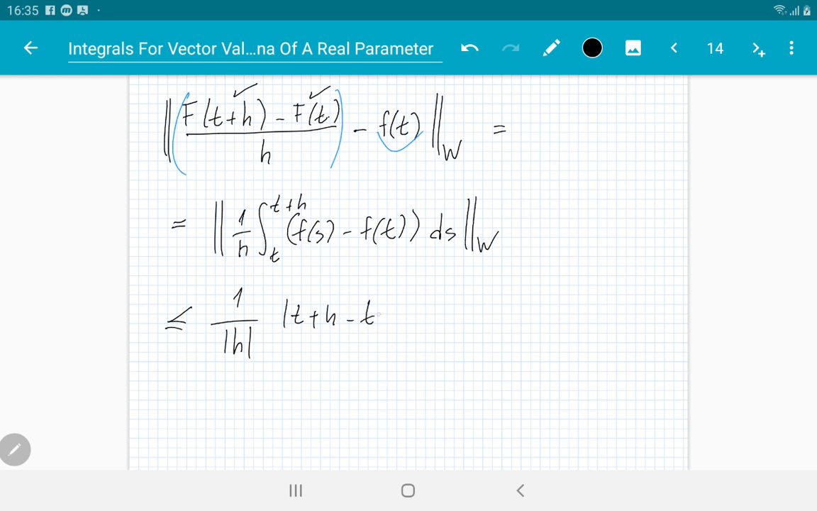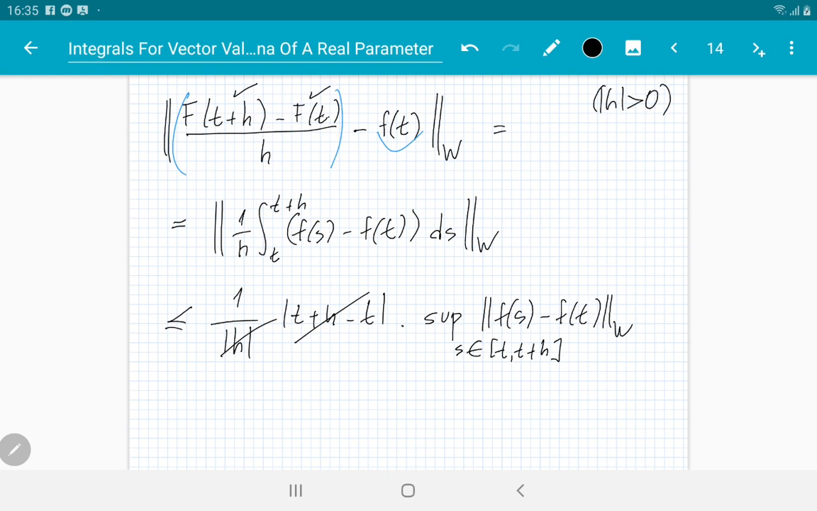Well, it's t plus h minus t, which is exactly h, times the sup of the norm of f of s minus f of t. And the s has to be in the interval where I'm integrating. And let's see what this gives us. Well, okay, t plus h minus t is h, so this is going to cancel, right? So of course, let me just say it again, that h is positive.